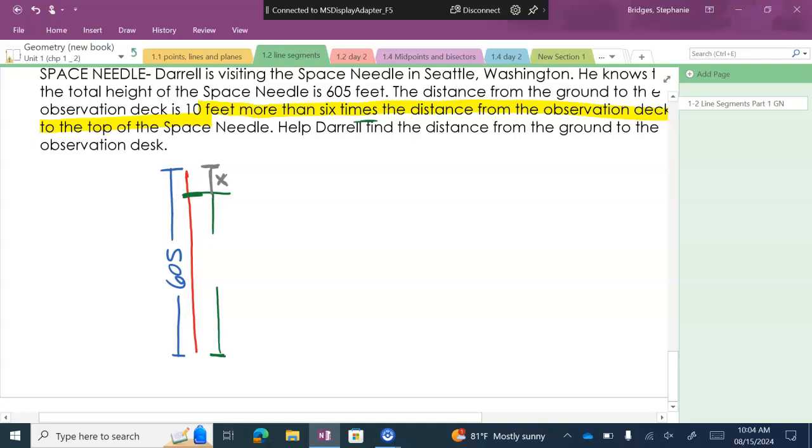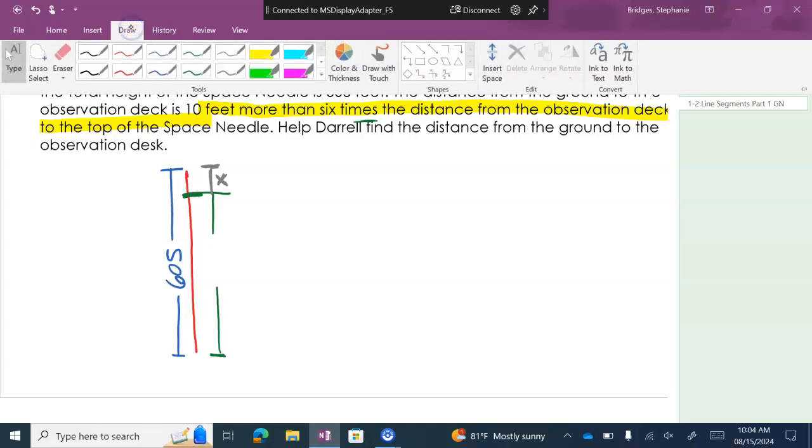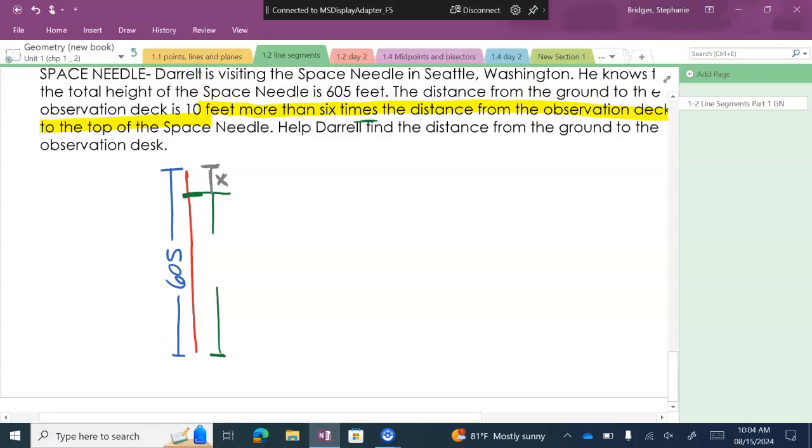So now let's think about that. 10 feet more than 6 times x is what we call the top part, right? How do I write 10 more than 6 times x? Either way. You're going to say 6x plus 10, and you said 10 plus 6x. Does it matter which way I write it? No. Okay. 10 more than 6 times x, or 6x plus 10. Those are both the same thing.